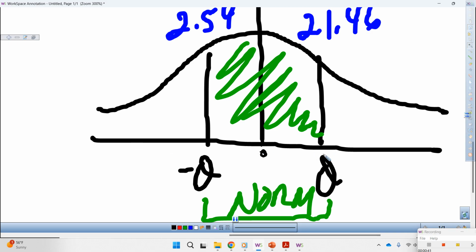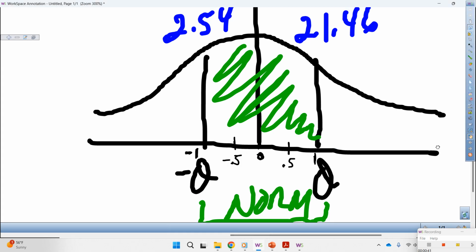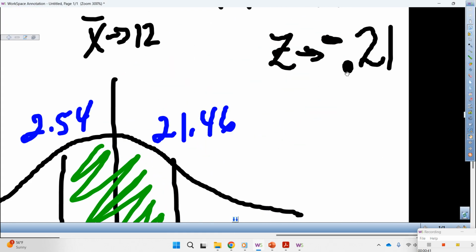My first standard deviation is positive 1. One standard deviation below is what? Negative 1. So if this is 1 and this is negative 1, right here is what? 0.5, and right here is what? Negative 0.5. Are we there so far? So according to the z-score, what is our z-score right now? Negative 0.2.